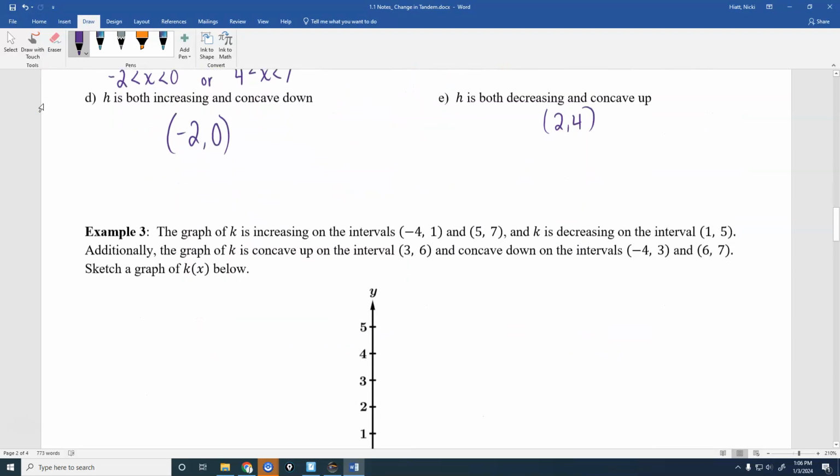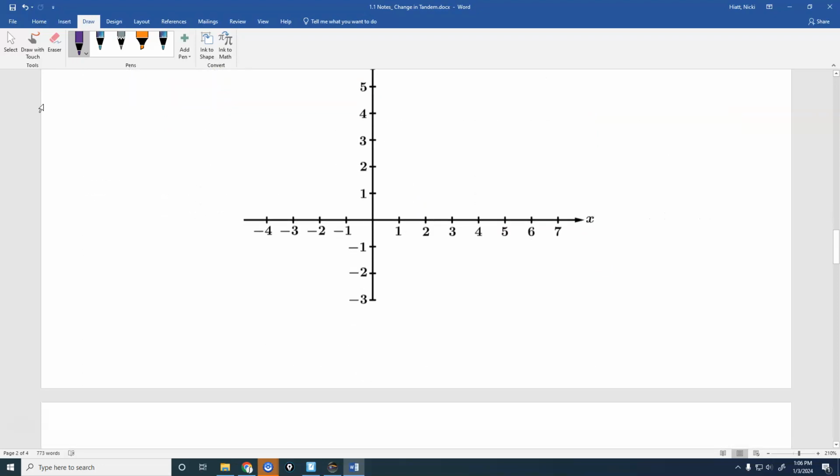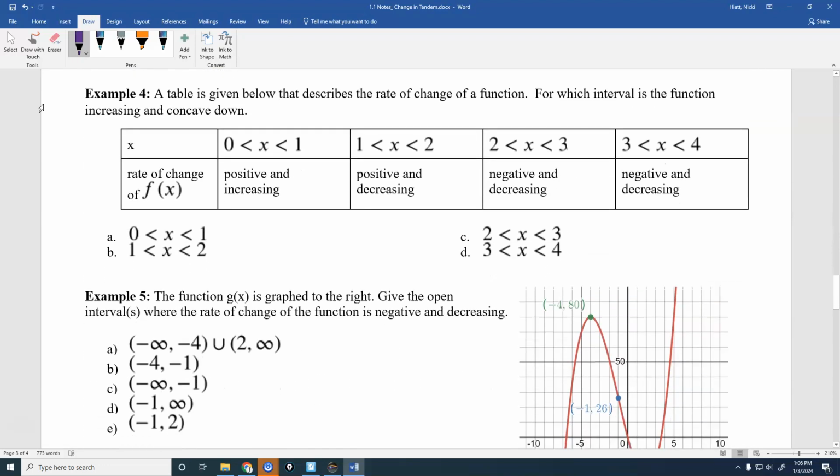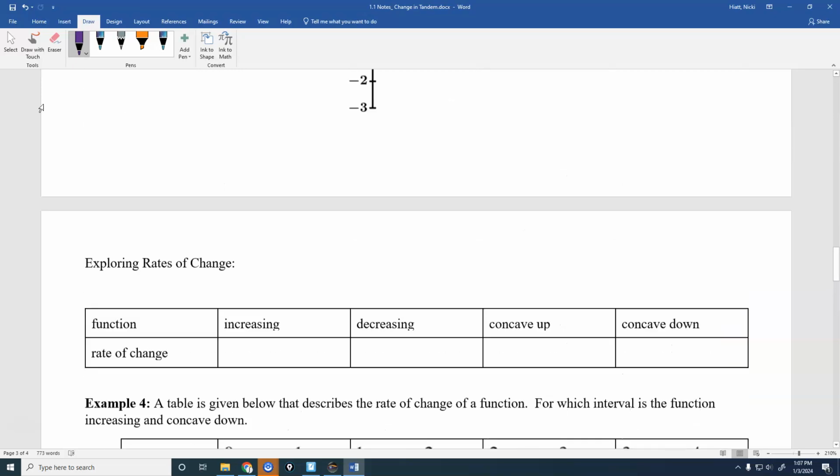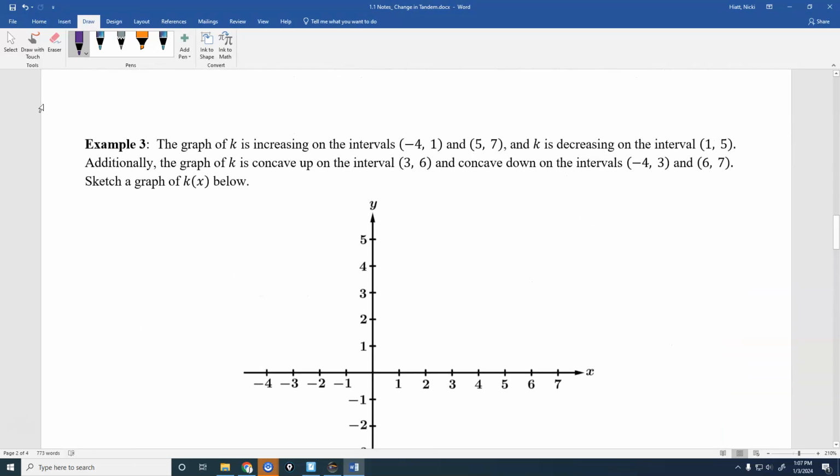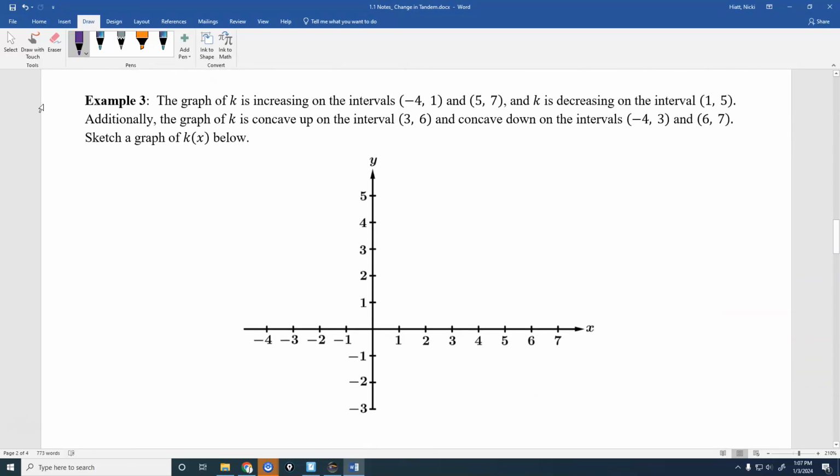All right. We got to do this. Okay. All right, I think 3 is kind of hard to do. It's asking you to graph this, and it's got to have all these characteristics. But all of your intervals are going to overlap, which messes with my mind. So this is what I like to do for this.